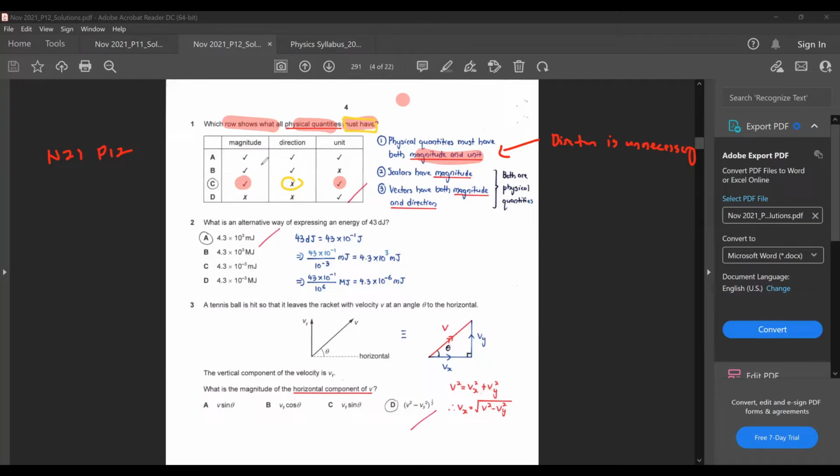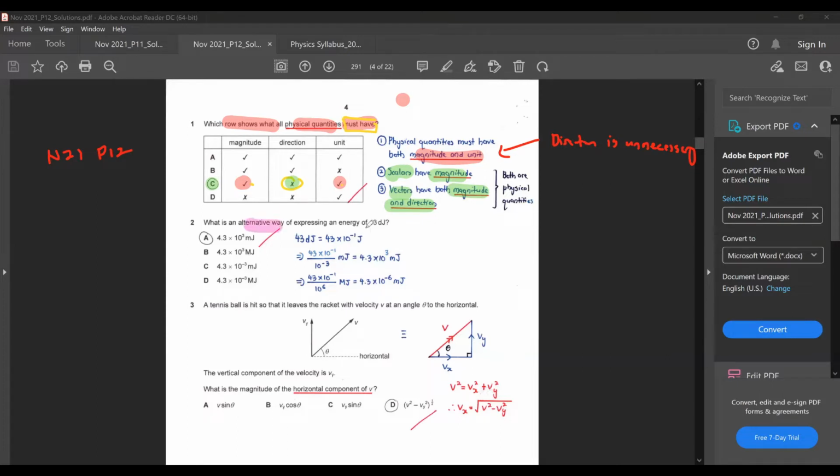Okay. All physical quantities must have magnitude and unit, but not all physical quantities need to have direction, because you learned that physical quantities, we have scalars and vectors, right? Scalars only have magnitude but no direction, but vectors have magnitude and direction. Okay, so direction is unnecessary. So answer is C. And then another one for the second question.